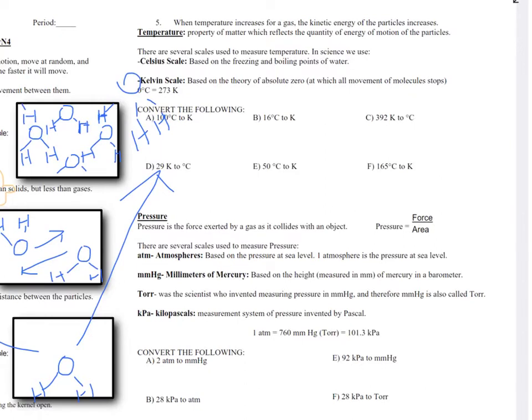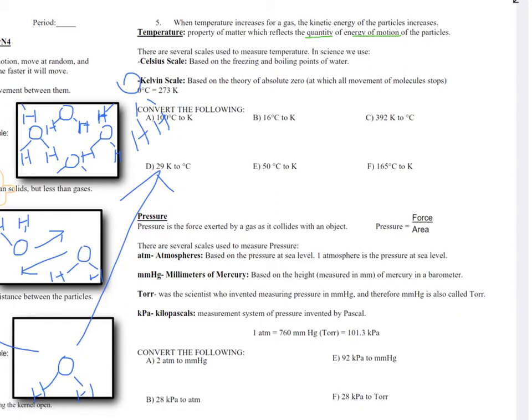So let's look at the definition of temperature. Temperature is a property of matter which reflects the quantity of energy of motion of the particles. Quantity is an amount, and energy of motion is kinetic energy. So temperature is really how much kinetic energy does a particle have. So when you're saying that the room is cold, you're really saying, man, the atoms in this room have a very low amount of kinetic energy.